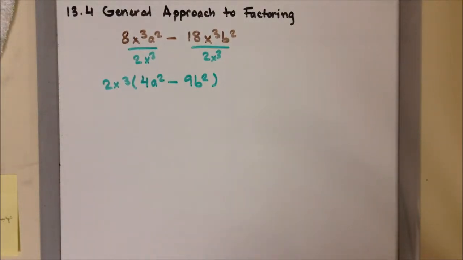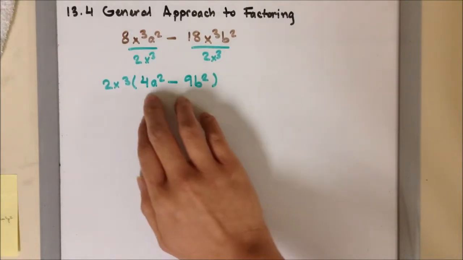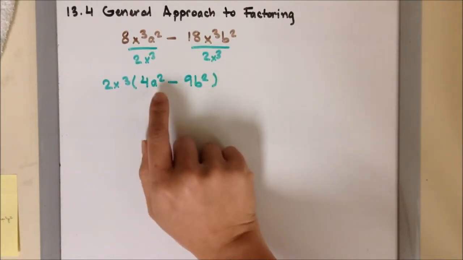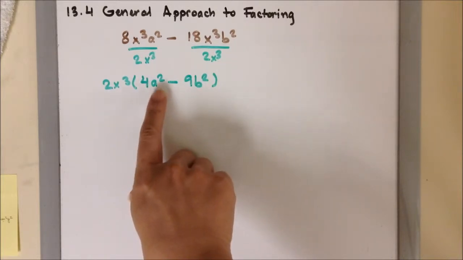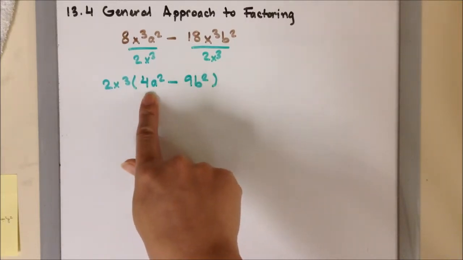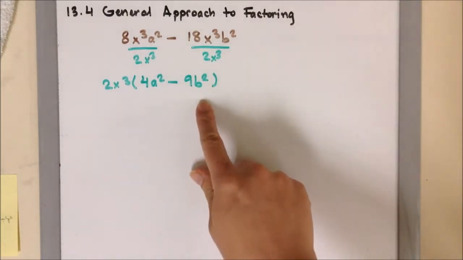Alright. Next, let's take a look inside the parenthesis. Can we simplify this? Can we factor even further? So it's 2 terms with a minus. Take a look at the first one. It's 4a squared. That's a perfect square. So let's check the second one. 9b squared. Another perfect square. So this right here is a difference of squares.